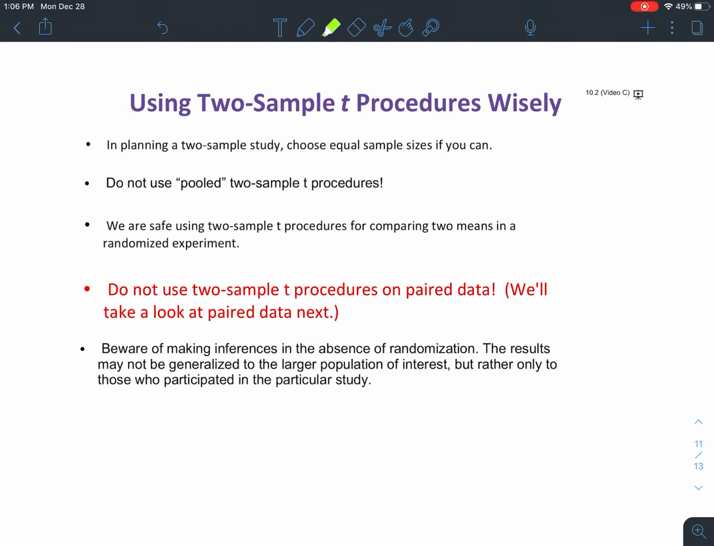All right, we're going to bring this section to a close here, talking about the proper way to wisely use these two-sample t procedures. When you're planning a two-sample study, it is best if you can choose equal sample sizes, although it's not a requirement and doesn't have to be the case.